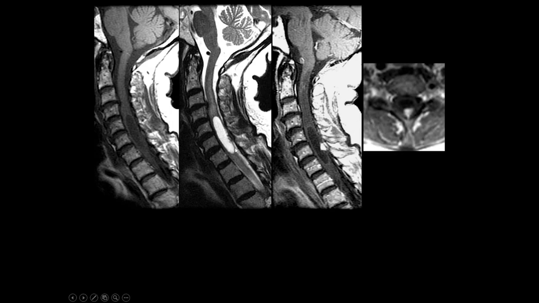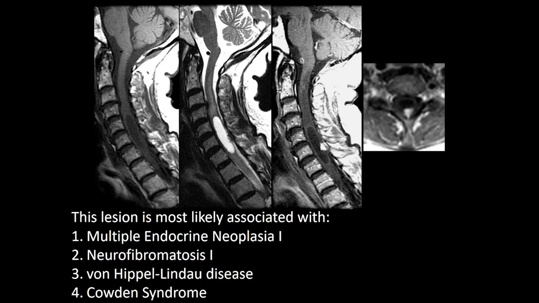You have a predominantly cystic appearing lesion seen in the cervical region with an enhancing nodule that is present along the dorsal pial surface of the cord. My question to you is, given these imaging features, this lesion is most likely associated with multiple endocrine neoplasia type 1, neurofibromatosis type 1, VHL or Cowden's syndrome.